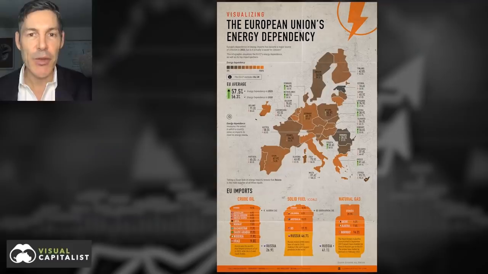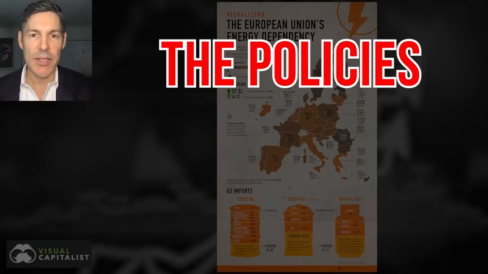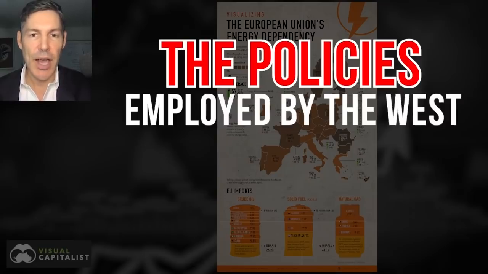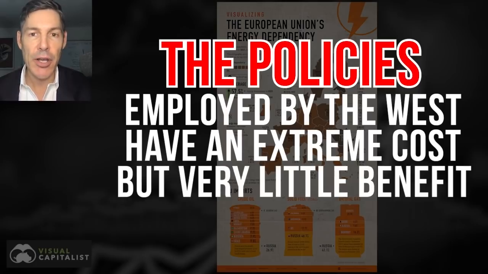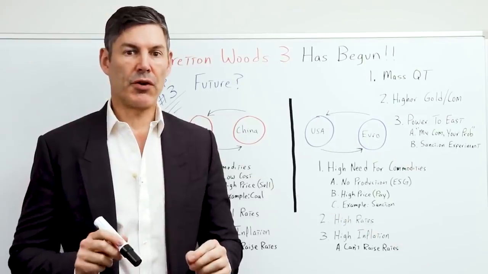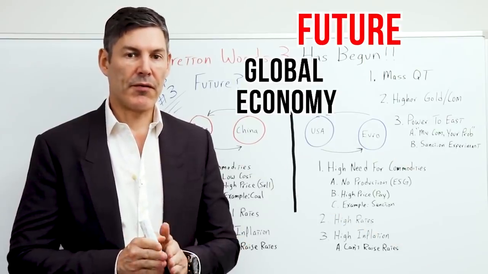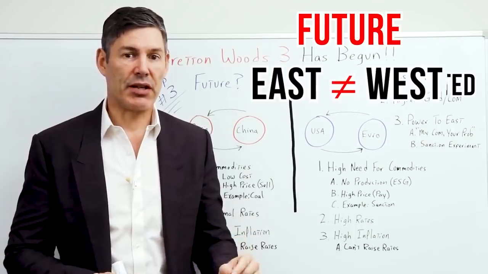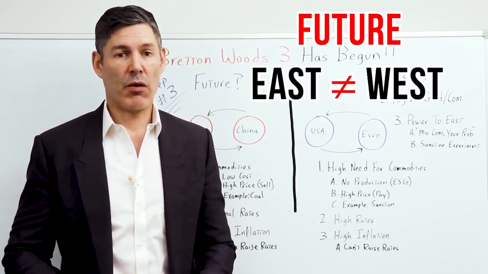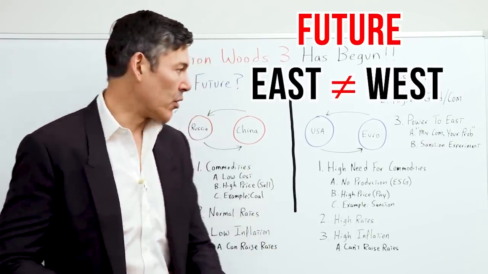And this is why I've said throughout this video that the policies employed by the West really have an extreme cost, but very little to no benefit other than just making us feel good because we're, quote unquote, doing something, even if the result of what we're doing is the opposite of the intention. So in the future, the global economy is going to be far more bifurcated. It's going to separate into 2 different sections, the East and the West, very similar to what we saw when most of us were growing up with the Cold War.